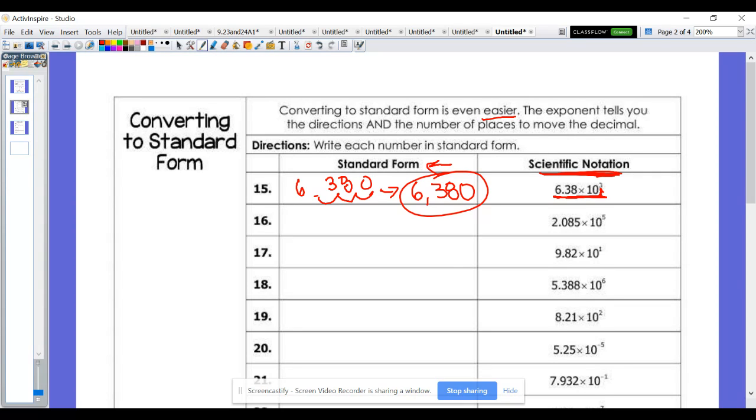Let's try one more like that. We'll go down to, let's look at number 18. So number 18, again, I'm going to start with this number, 5.388. And they are telling me because of that 6 exponent, I need to move my decimal point 6 places. 1, 2, 3, 4, 5, 6. So now that I've got that, my actual number in standard form is there. And you want to throw some commas in to make it look like a normal number normally would.